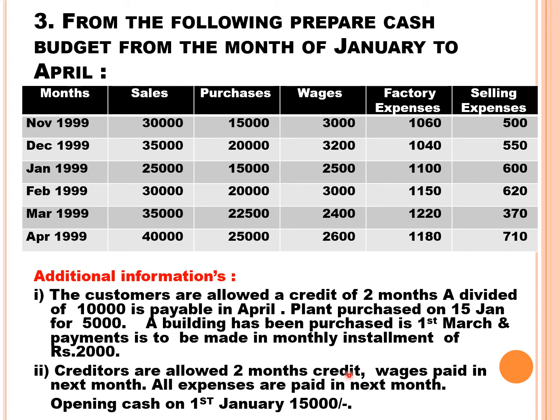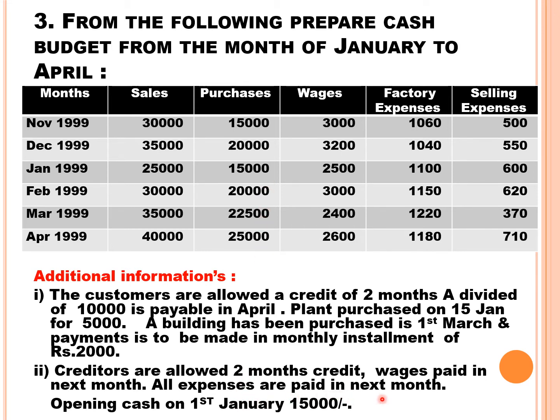Creditors are allowed 2 months credit, indicates purchase. So purchases are being paid after 2 months. 15,000 November purchase will be paid in Jan. 20,000 December purchase will be made a payment in the month of Feb. 15,000 purchases in the month of Jan will be paid in March, and so on.